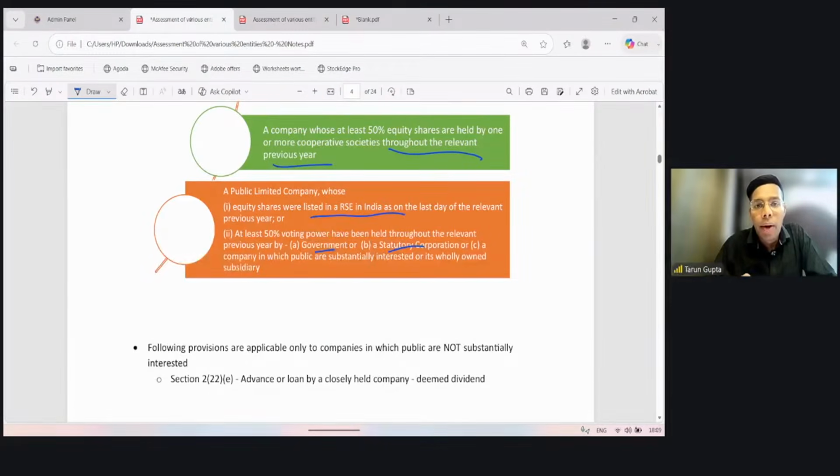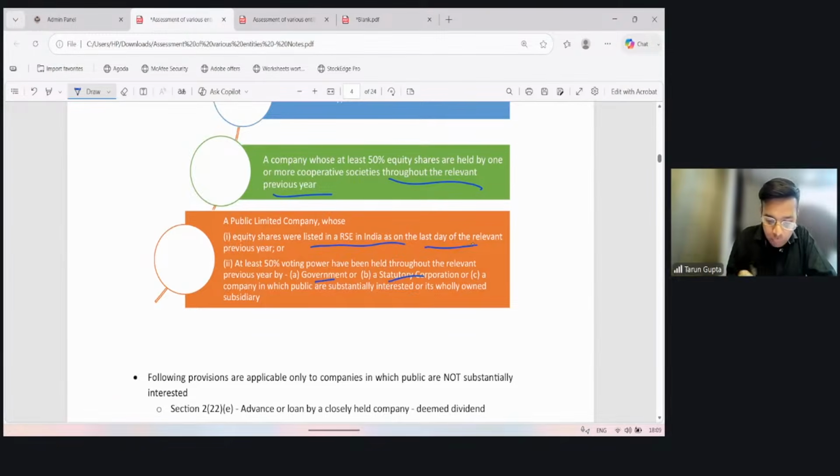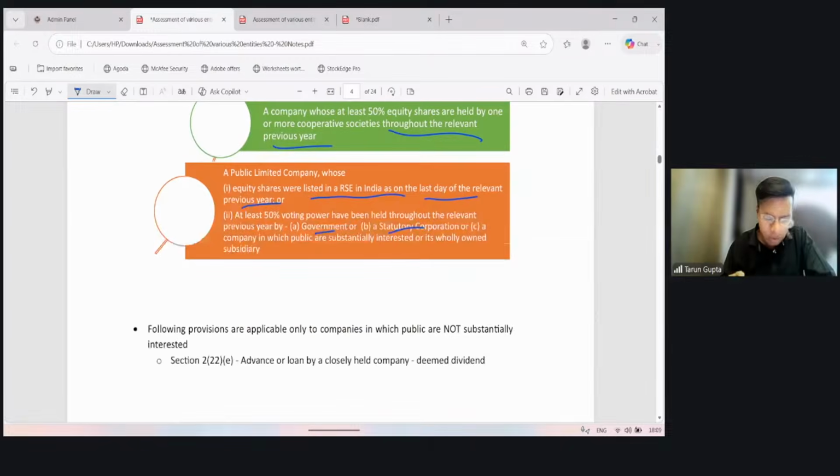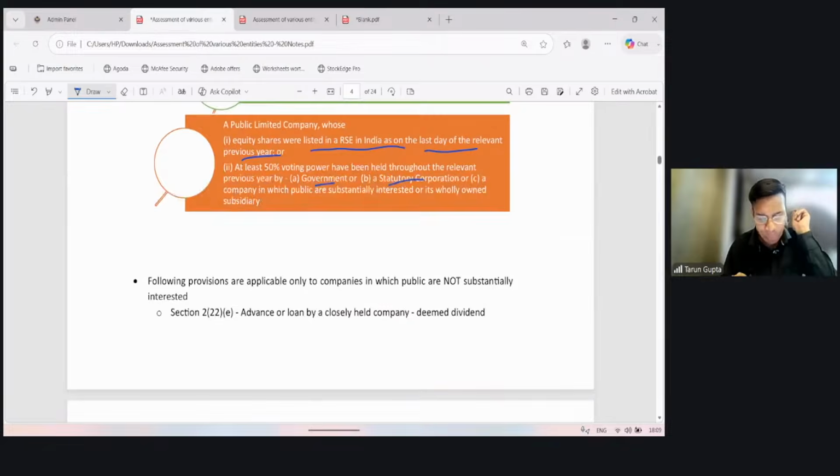See, if we were talking about whether shares of the company are listed or not, then we were seeing the shares should be listed as on the last day of the relevant previous year. But if you're treating it as a widely held company because its shares are held by a cooperative society, then such shares should be held throughout the relevant previous year. Okay. These are some final points.